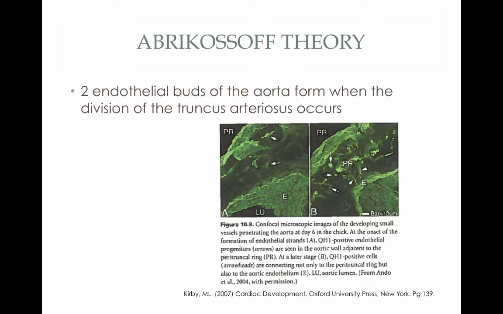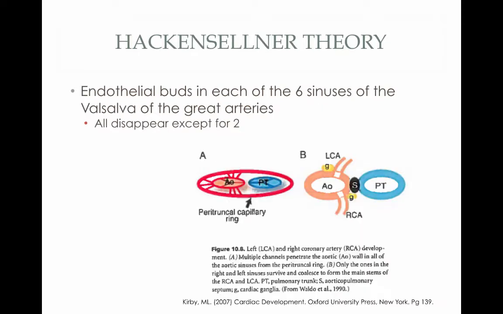And so there's two theories. One is the Abrikosov theory, and he's saying that two endothelial buds from the aorta form when there's this division of the truncus arteriosus. This is really the arch or the aorta of a baby chick, and we're seeing two endothelial arches or buds form, and these two buds would form the right and left coronary arteries.